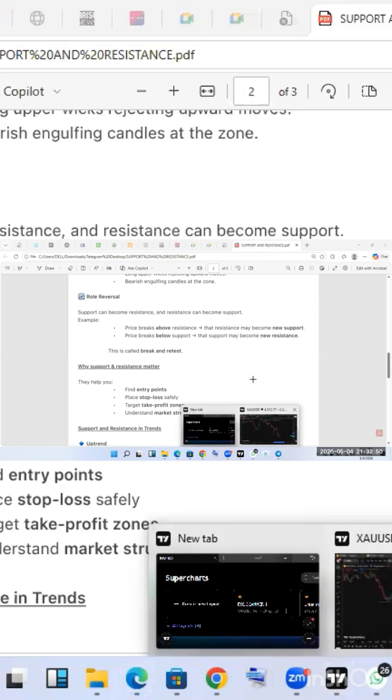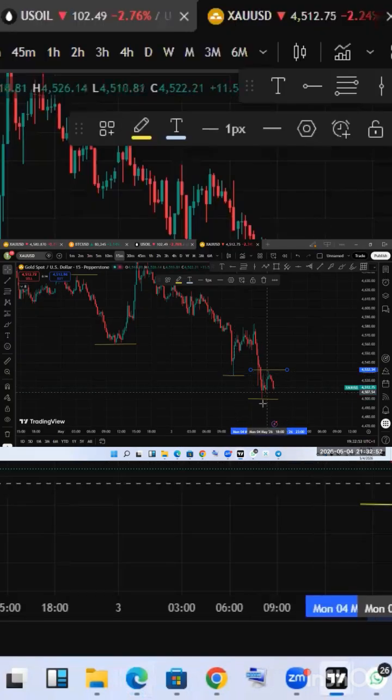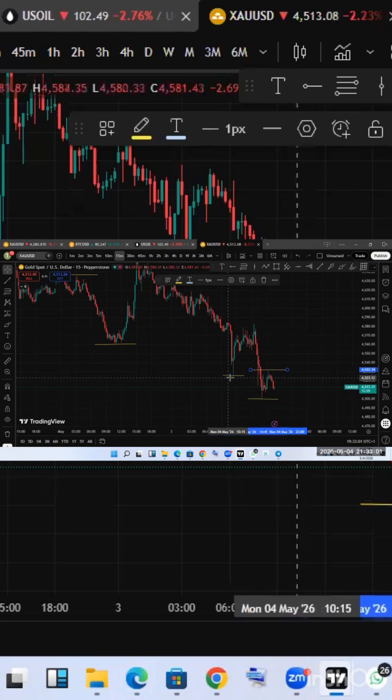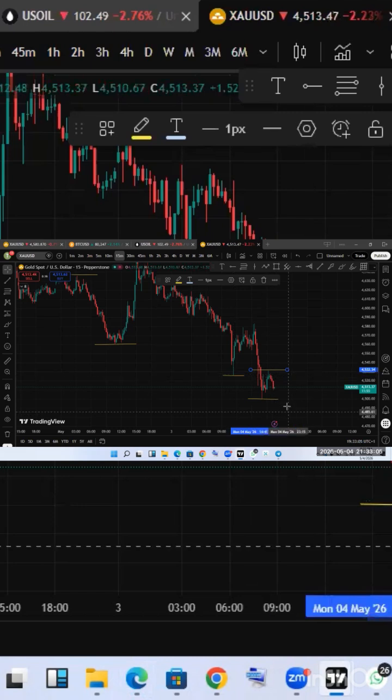It broke this low. It gave us another low. And what happened? It came back to retest this. This is what we call break and retest. It retested this zone, meaning it has broken it. That means price wants to continue going down.